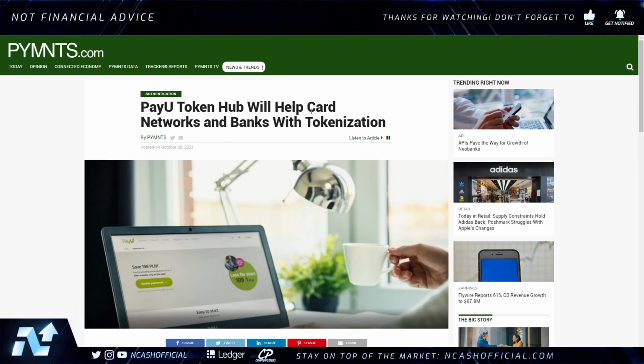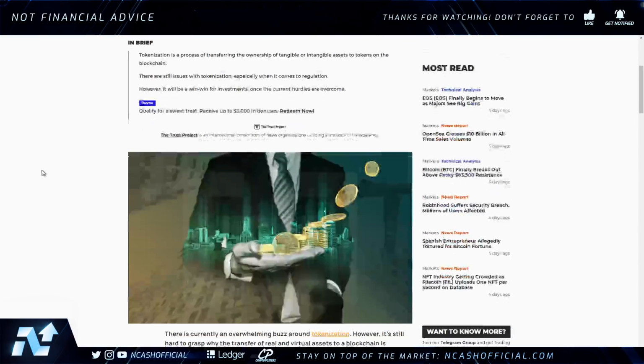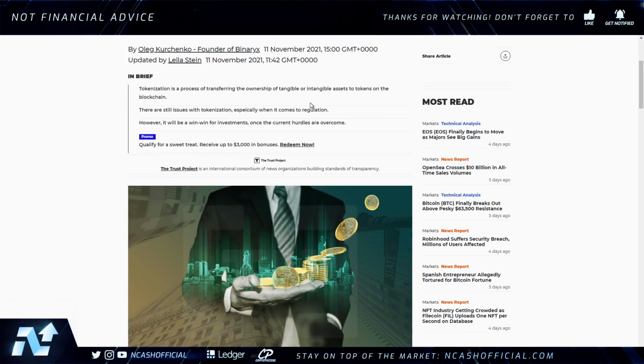PayU Token Hub will help card networks and banks with tokenization. Asset tokenization versus traditional financial instruments: funding the future. Okay, tokenization is a process of transfer, and of course, we already know there are still issues with tokenization, especially when it comes to regulation. However, it is a win-win for investments, once the current hurdles are overcome.